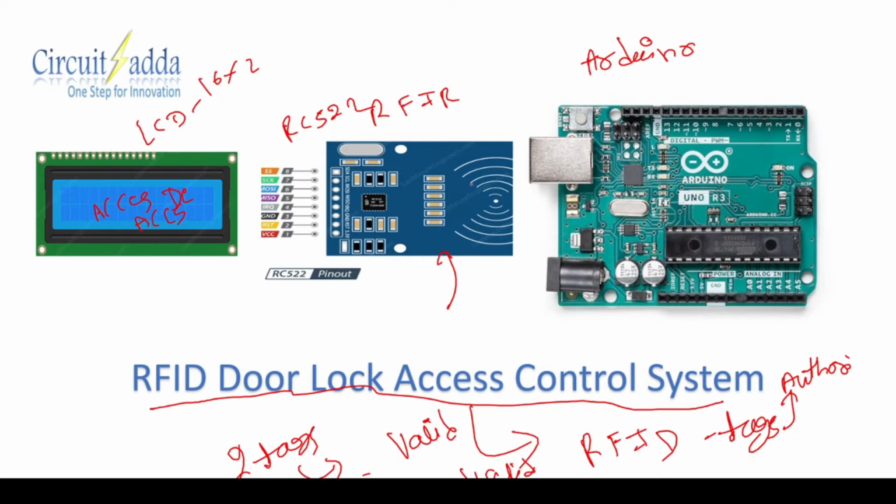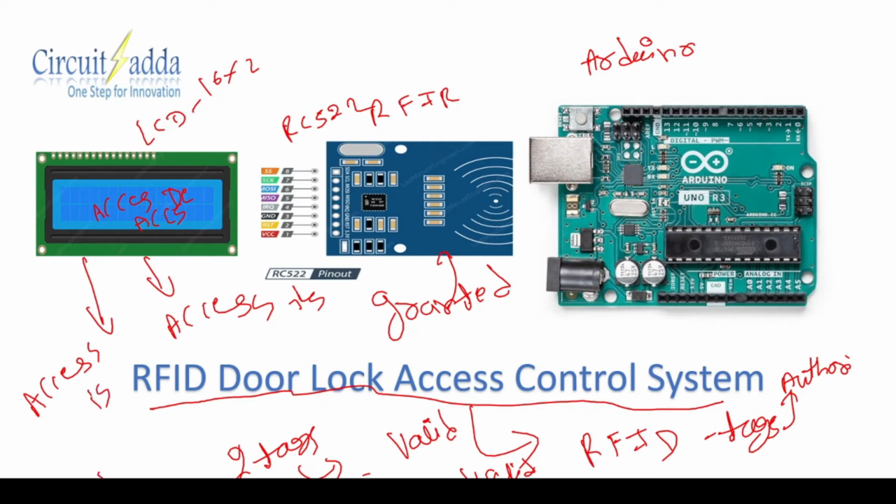If the tag that we place near the RFID is a valid tag, then my LCD display will show a message that access is granted. The access will be granted only to those RFID tags which are valid according to our system. And if we place some other RFID which is not valid, then the LCD display is going to show that access is denied. So it will be an access system.